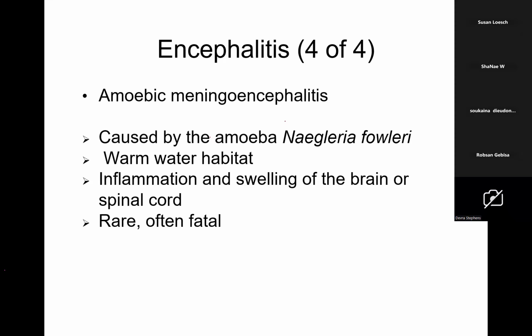So usually this is going to be lakes, okay? And lakes are typically warm water. Like the ocean can be a little bit cold, but lakes are typically warm. Okay, so they like to swim in that warm water. This can lead to inflammation, swelling of the brain and the spinal cord. And we don't see it that often, but it is fatal.